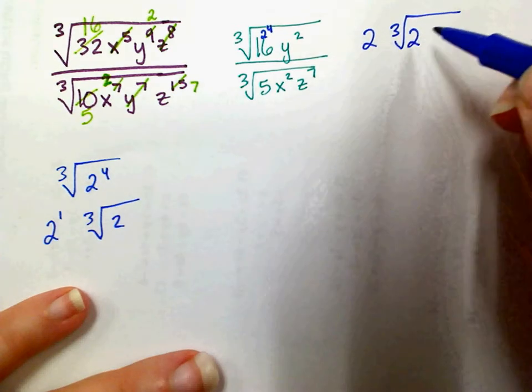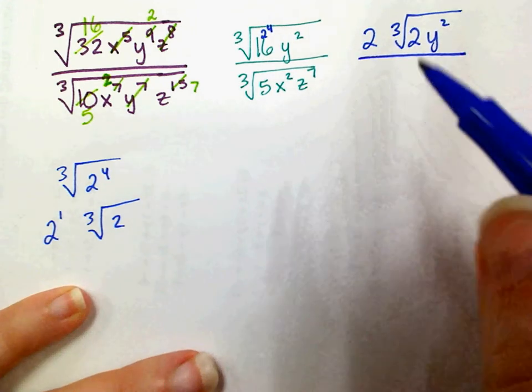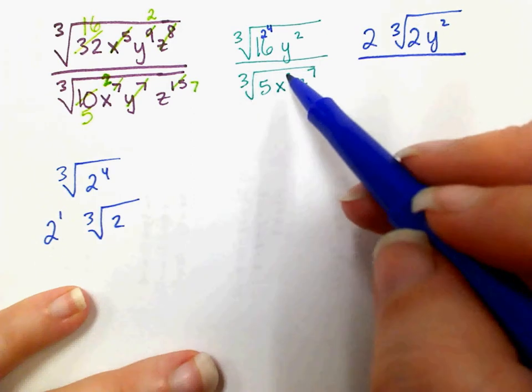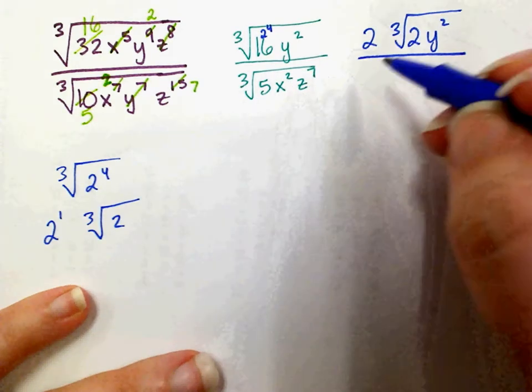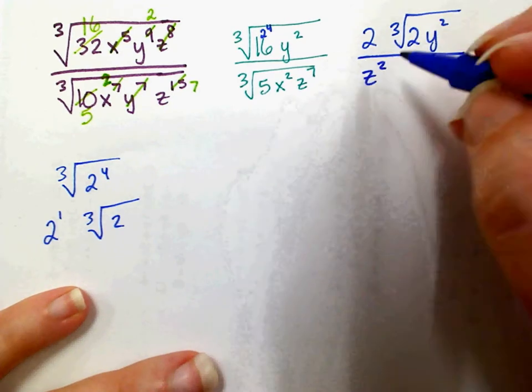Divided by, I can't take the cubed root of 5. 3 doesn't go into 2, but 3 does go into 7 twice. So 2 times with 1 left over, because 3 times 2 is 6. So 1 left over to make 7. So I've got 5x squared and then z.